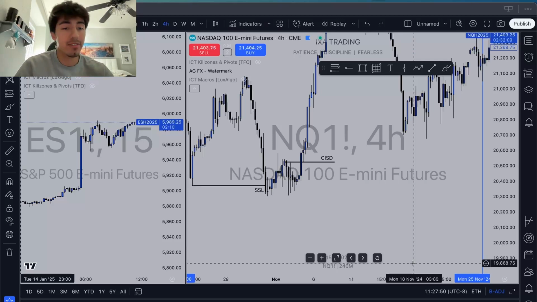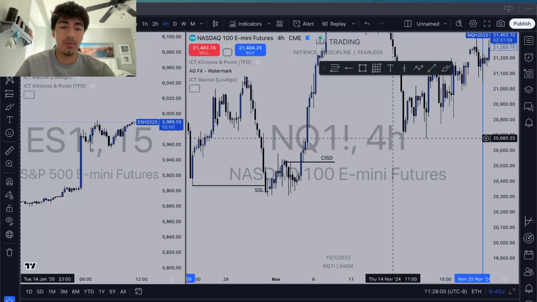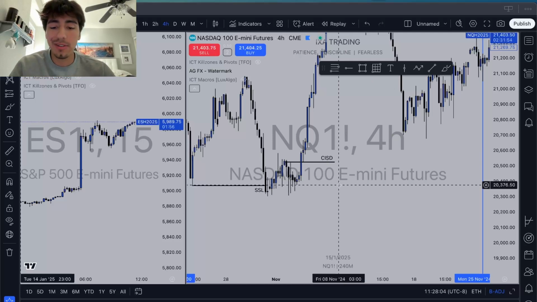However, using time frame alignment, which is a theory that all time frames are aligned, right? So what happens on the 4-hour happens on the 10-minute, the 5-minute, whatever. Using time frame alignment, the 4-hour to the 15-minute, so you can write that down somewhere, it doesn't matter. I've talked about this before. So on the 4-hour, I would go down to the 15-minute and look for a 15-minute CISD, right?